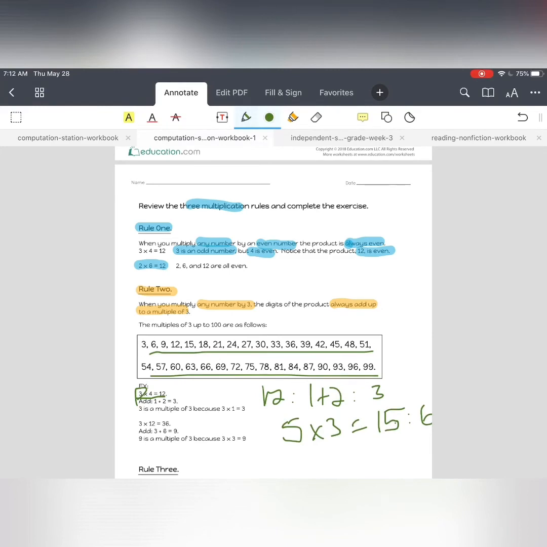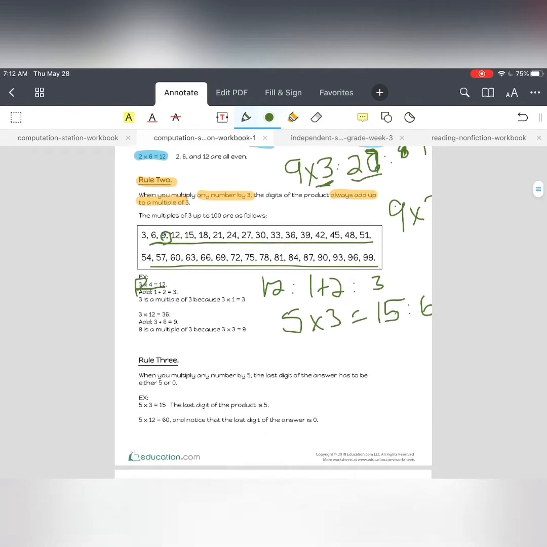So if you have a number like 9 times 3, and you get an answer like, I think it's 26, you can check your answer by adding your digits, 2 plus 6, and you get 8. And you know that's not on this multiples of 3 list, so you must have made a mistake, because anything times 3 must add up to a multiple of 3. So the real answer is 27, which adds up to 9, which is on our list right there. So that's rule number 2.